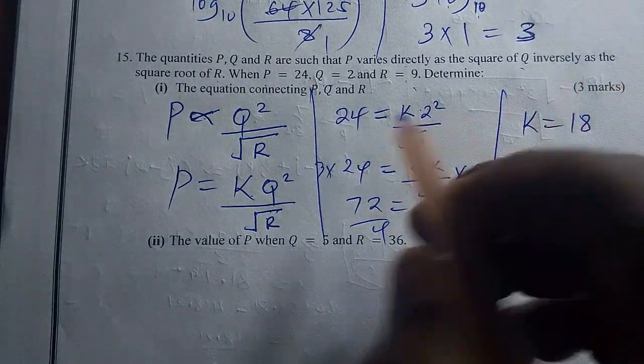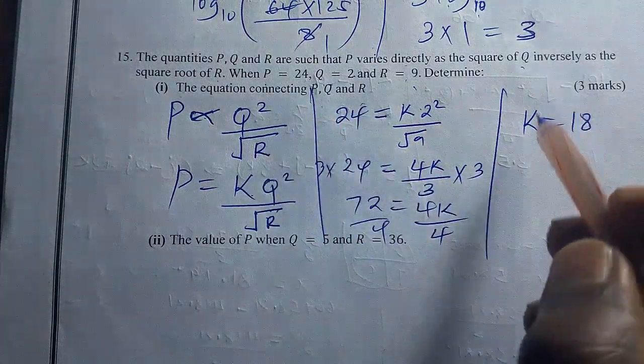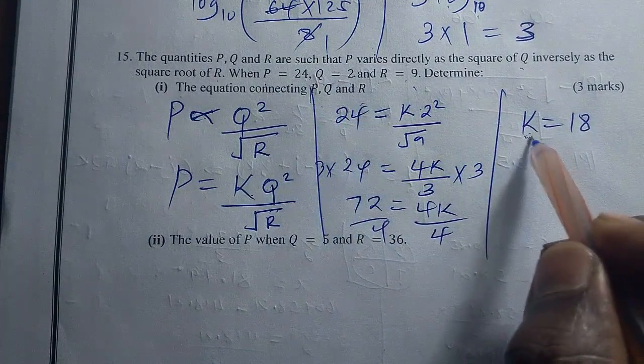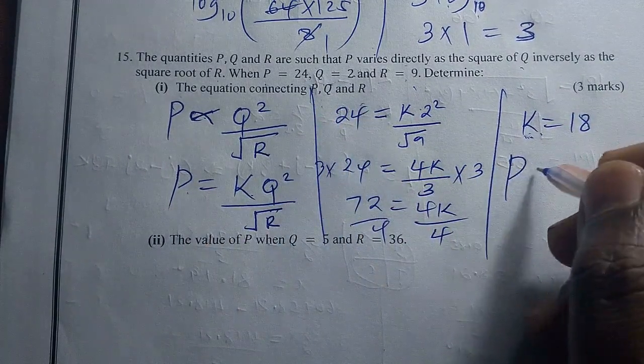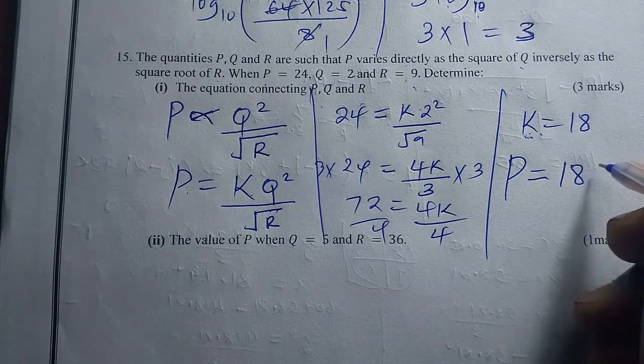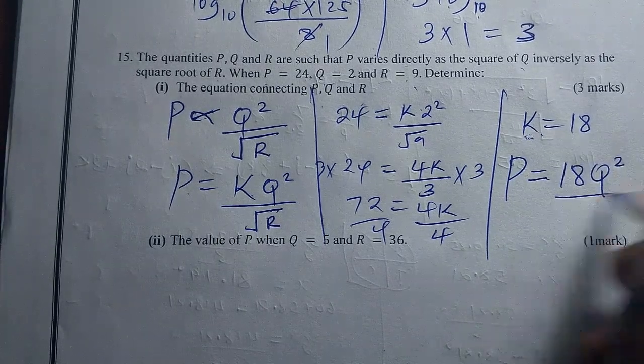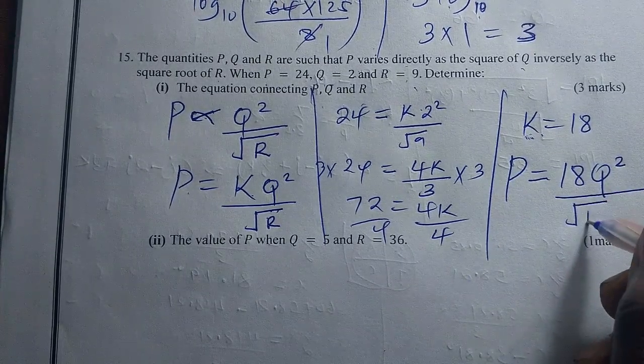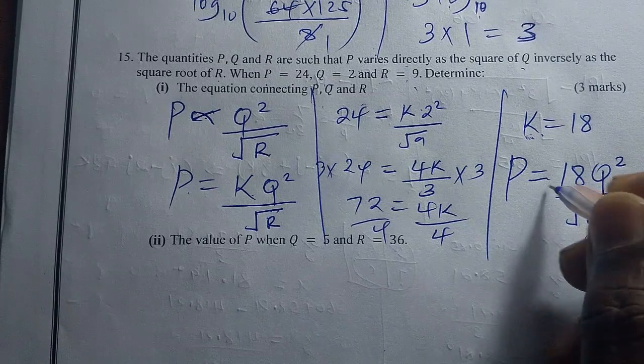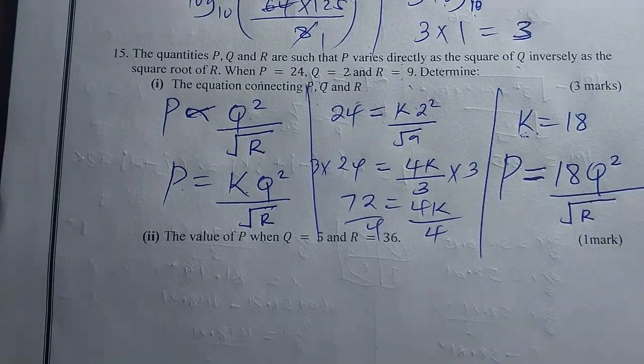Now the equation connecting P and Q, when you include the value of K, is P equal to 18 Q squared over the square root of R. And that is the equation connecting the three variables.